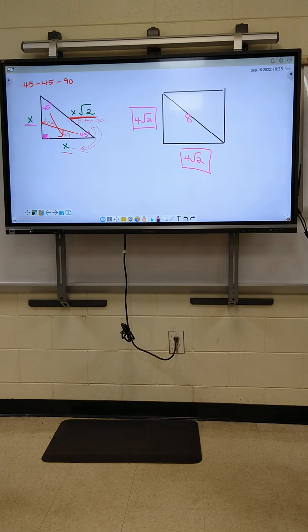All right, so the front is the easier formula of the two. 45, 45, 90 is easier because these two sides are equal. All right, so now we're going to flip it over and do the back. It's harder, but I wouldn't say it's hard.